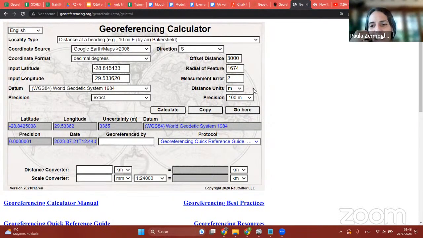Well, I see Raymond has another question here that we can take, given that we're here. It says, if it says coordinates recorded with GPS, what would you use as a source?